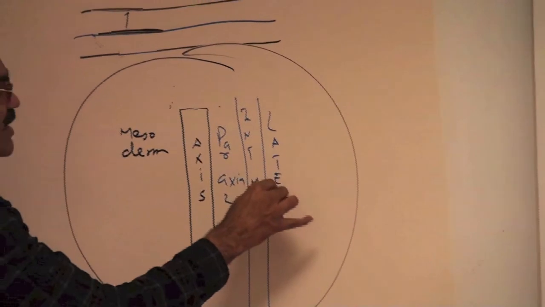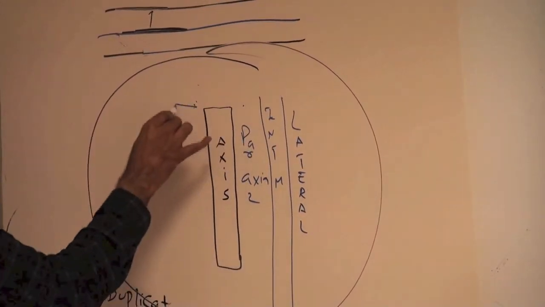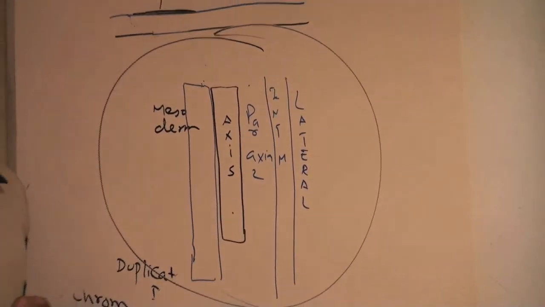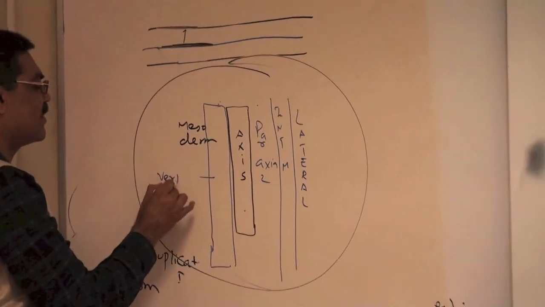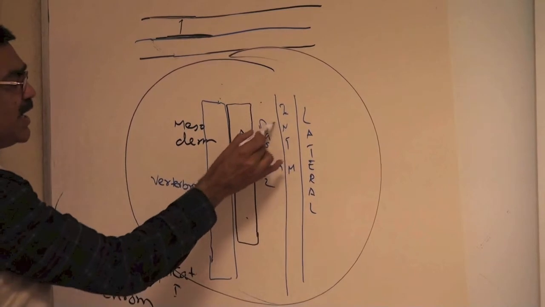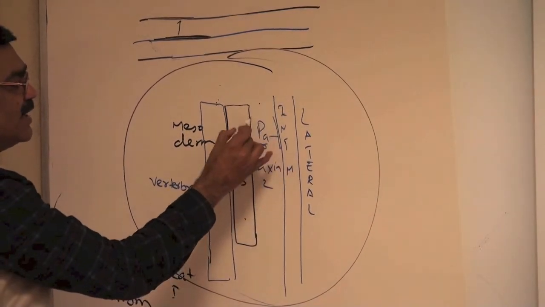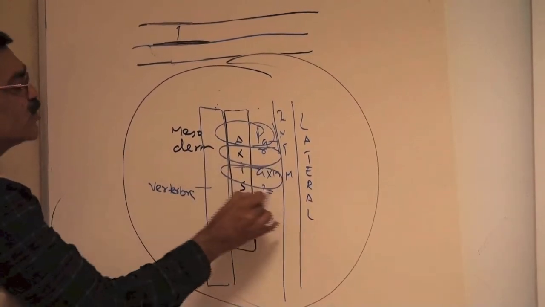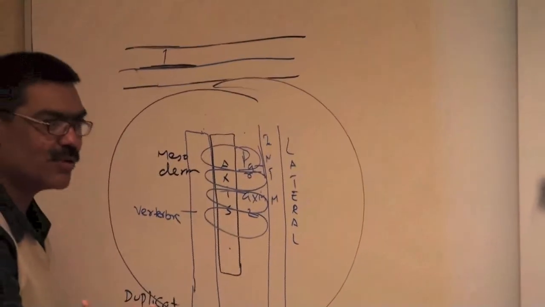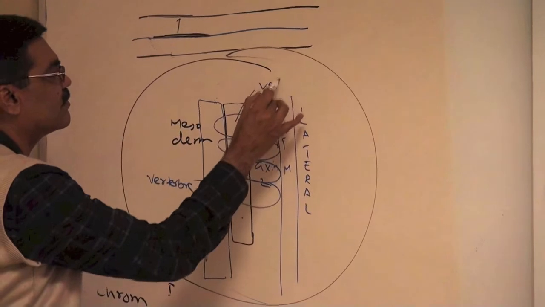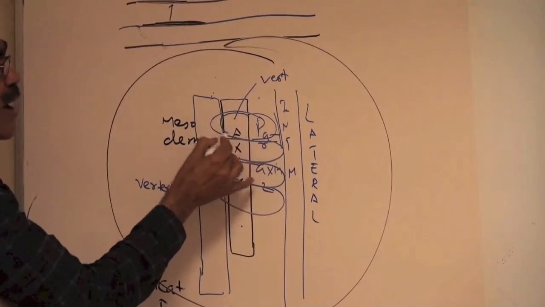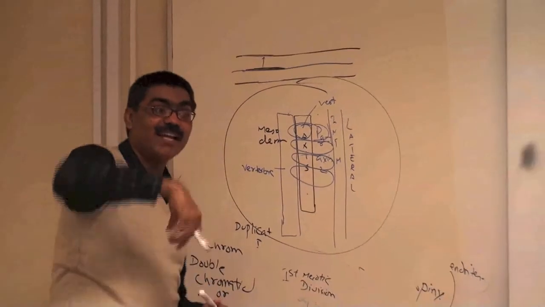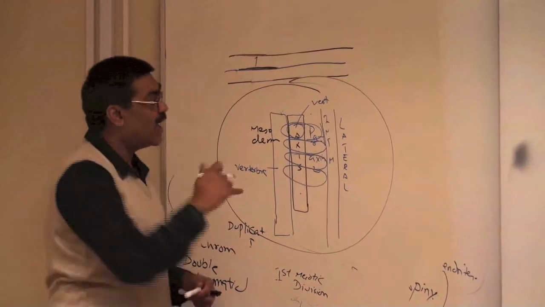Now let us see. This paraxial mesoderm on both sides will form vertebrae. These mesodermal cells proliferate and make somites, and the somites later on make vertebrae. So these vertebrae take part of the notochord inside, inside the somites, you can say.